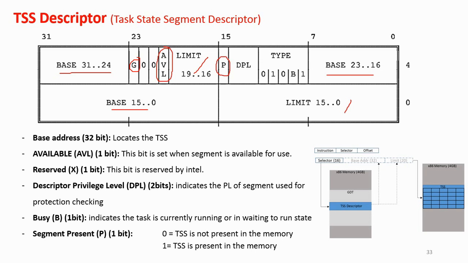Then comes the DPL field. This indicates the privilege level of the segment and it is used in protection checking. Then we are left with the B bit, that is the busy bit. This bit indicates the status of the task, that is, whether the task is currently running or the task is waiting to run. Means whether it is busy or not is indicated by this B bit.